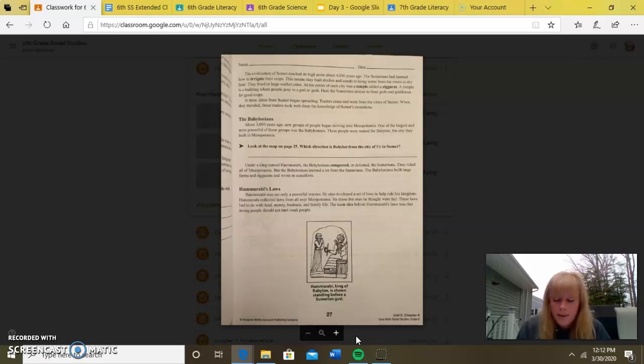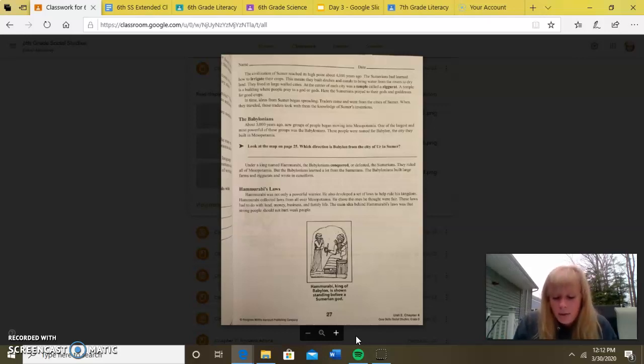Checkpoint. Look at the map on page 25. Which direction is Babylon from the city of Ur in Sumer? So look at where Babylon is. Look at where the city of Ur is. And is it north, south, east, or west? Okay, give me that direction. Pause.